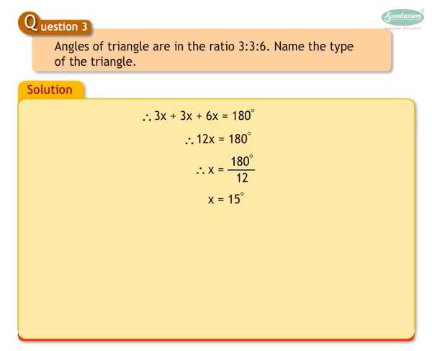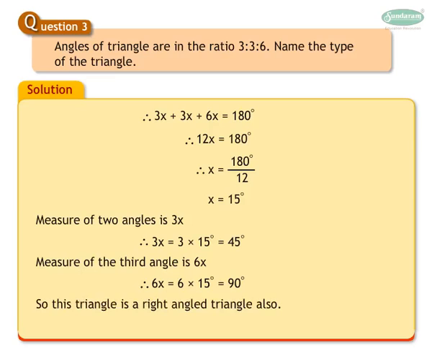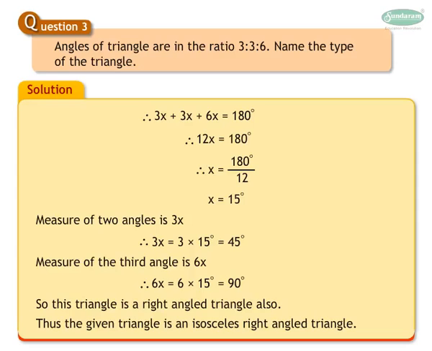By substituting the value of x as 15 degrees, we can calculate the measures of angles of the given triangle. Measure of two angles is 3x. Therefore, 3x is equal to 3 into 15 degrees, which is equal to 45 degrees. Measure of the third angle is 6x. Therefore, 6x is equal to 6 into 15 degrees, which is equal to 90 degrees. So this triangle is a right-angled triangle also. Thus, the given triangle is an isosceles right-angled triangle.